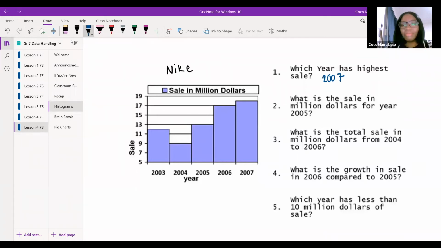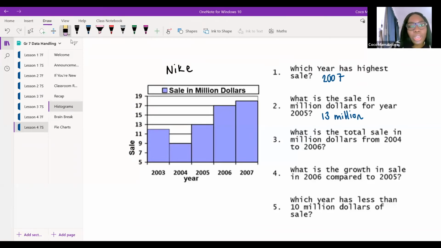Feels like it. Okay, and what is the sale in $1 million for 2005? How much did they make in 2005? $13 million. Good, $13 million. I'm not going to write the dollars, I'm just going to write 13 million. Okay, Adam, be a little careful, my sweetie. Have a look. Do you see how that 2005 is touching the 13 line? That means that it's 13 million. Okay, be careful.